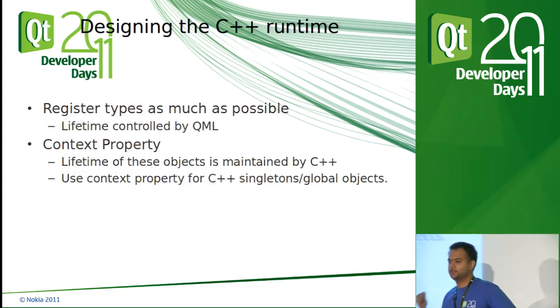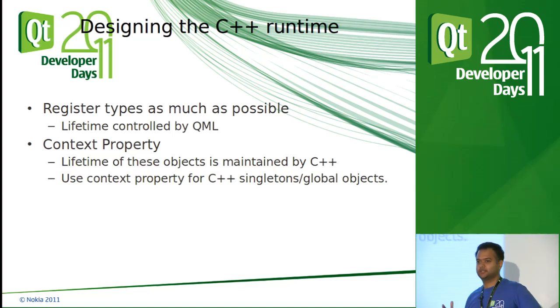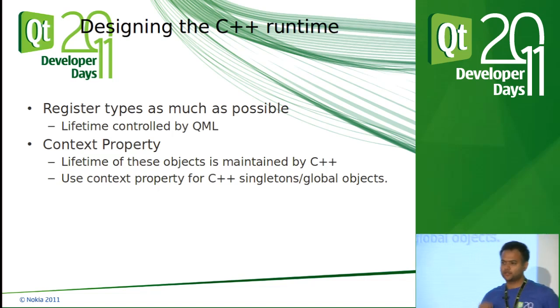So my suggestion here is that you should never really use context properties. You should always register QML, you should always register C++ types, and you should expose them to QML. And a strong reason for this is that now QML has complete control over the lifetime of the object.